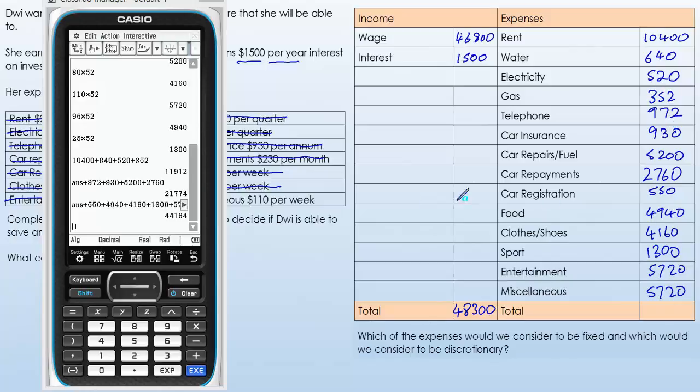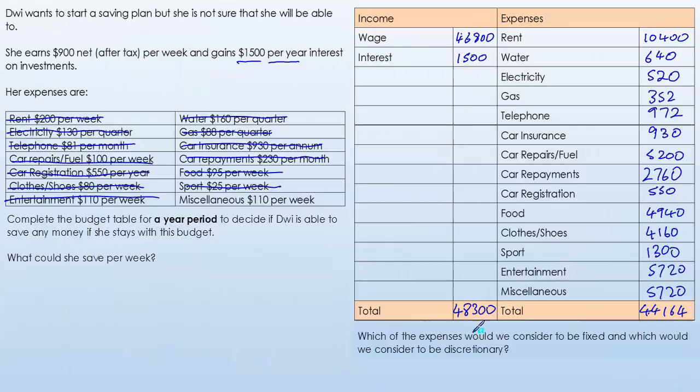So we need to total those up, and I've just done that while I've been pausing recording. And that comes to 44,164. So on this basis, she could save some money. So she earns slightly more than she spends.